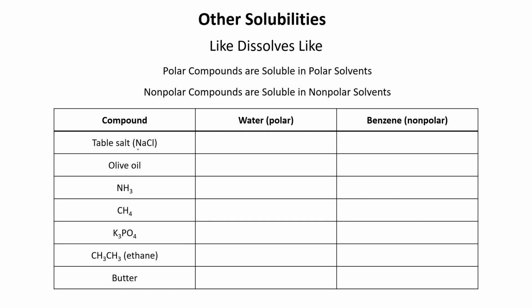Just like on our previous slide, we're going to start with table salt because it's something we all know and are familiar with. Yes, this is an ionic compound. I promise we will do covalent compounds. So table salt is sodium chloride. Is that a polar compound? Well, yes, absolutely, because you form a cation and an anion. This is about as polar as you get. So table salt will dissolve in water. It will not dissolve in benzene.